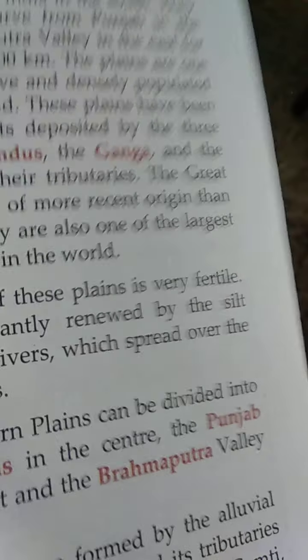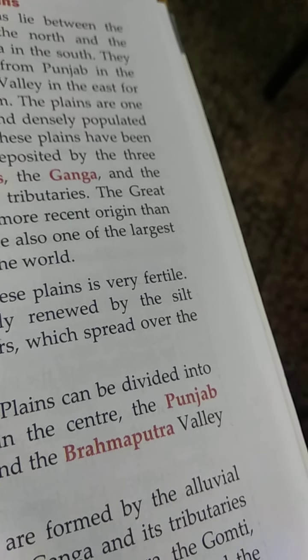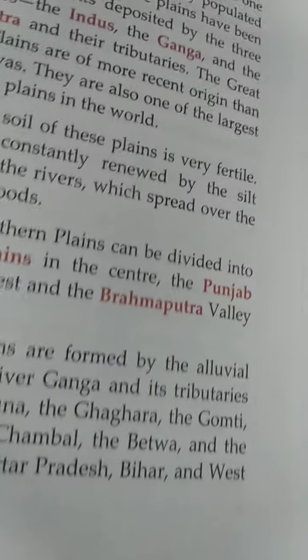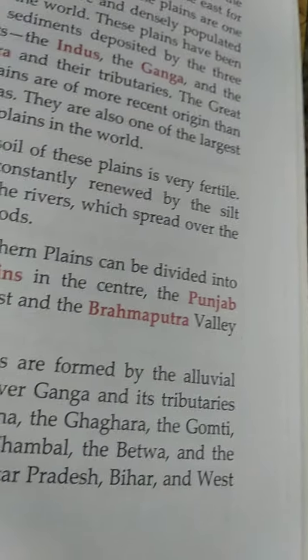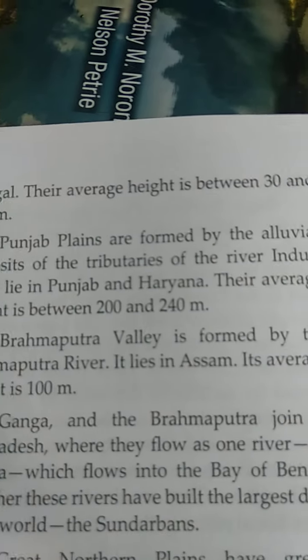Next, the Great Northern Plain can be divided into the Gangetic Plain, the Punjab Plain and the Brahmaputra Valley in the east. The Ganga Plain is formed by the alluvial deposits of the river Ganga and its tributaries such as the Yamuna, the Ghaghara, the Gomti, Gandak, Chambal, Betwa and so on. Where does it lie? It lies in the areas of Uttar Pradesh, Bihar and West Bengal. Their average height is between 30 to 150 meters.